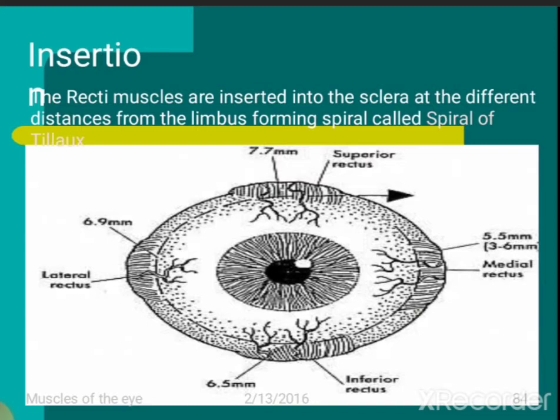Insertion is on the sclera at different distances from the limbus. The limbus is the junction between the cornea and the sclera. The insertions form a spiral known as the spiral of Tillaux. So this is the spiral of Tillaux, where the different muscles are inserting on the sclera.